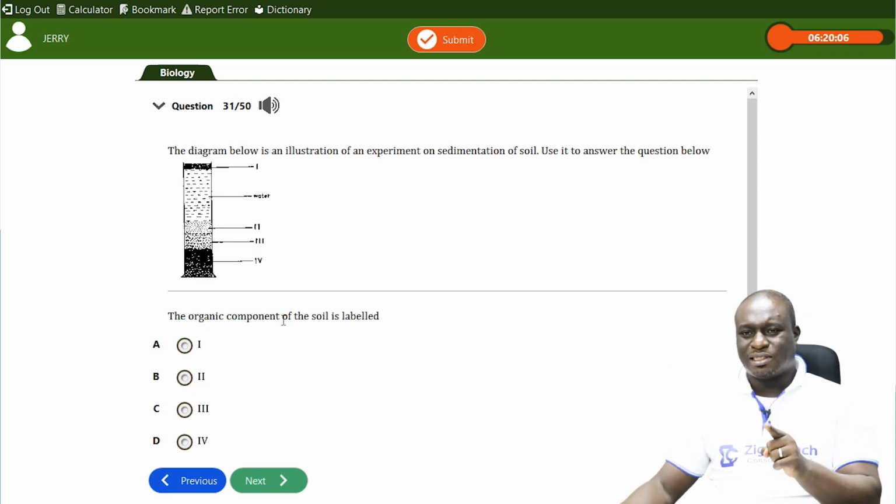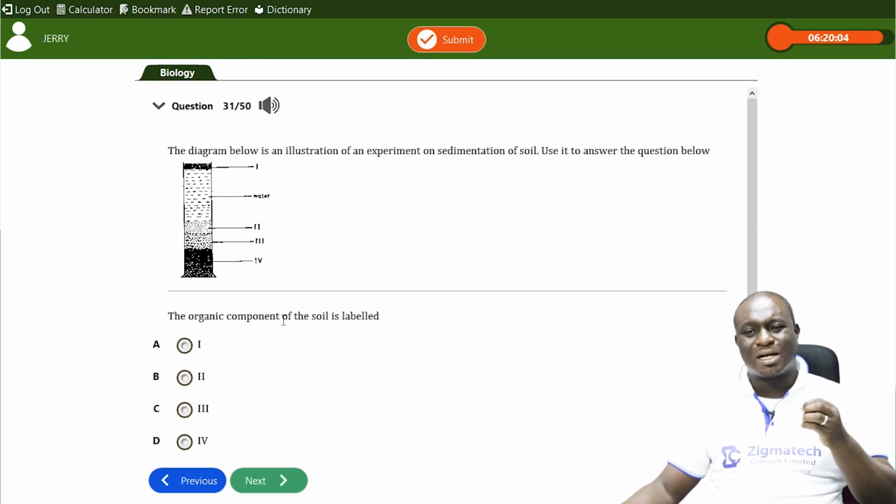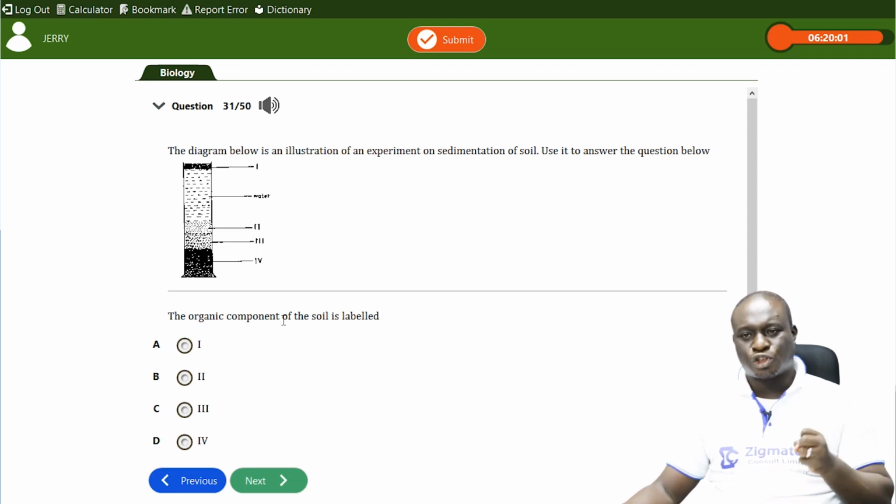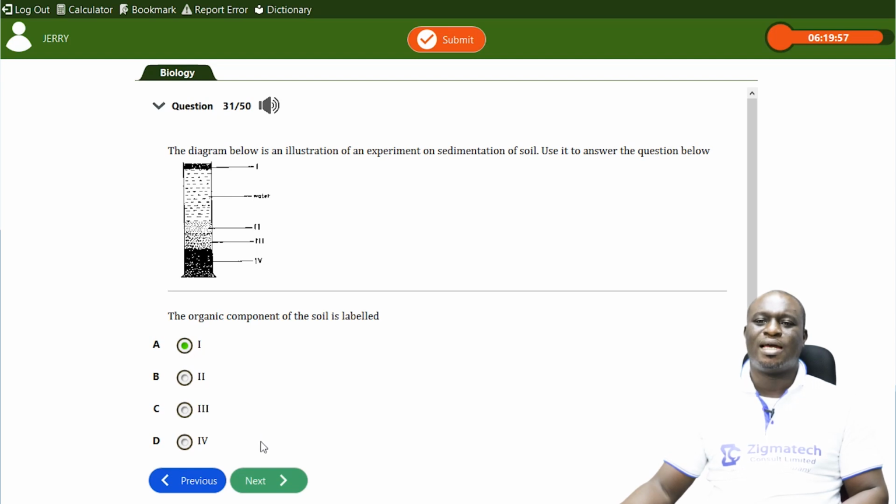So our correct answer to this particular question, they said the organic component of the soil is labeled what? The correct answer is A, which is Roman figure 1.